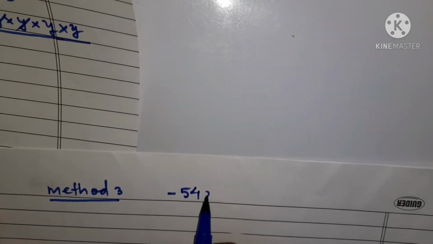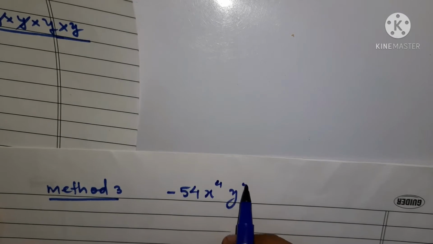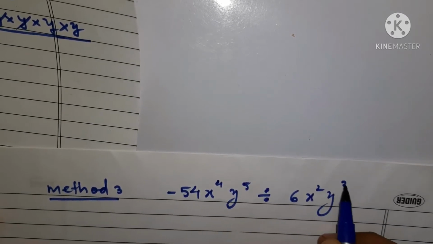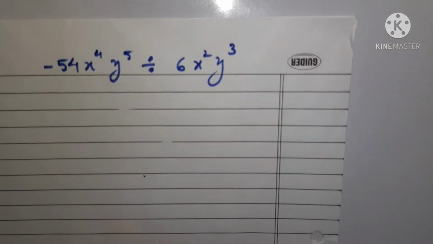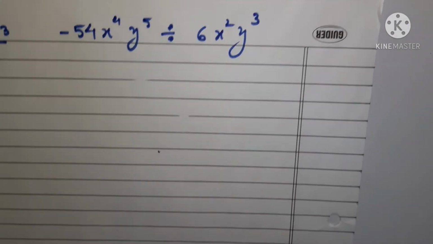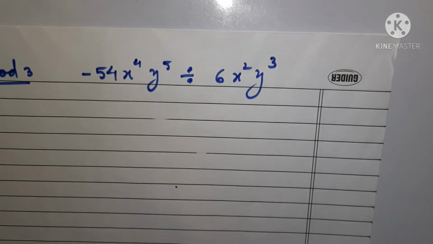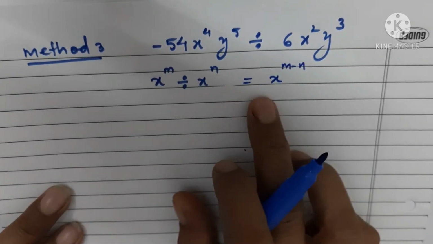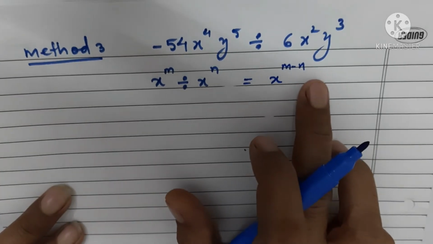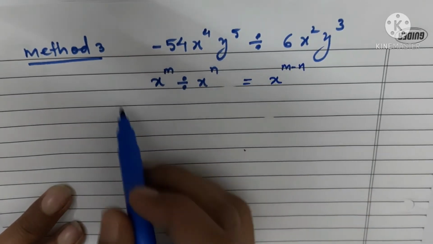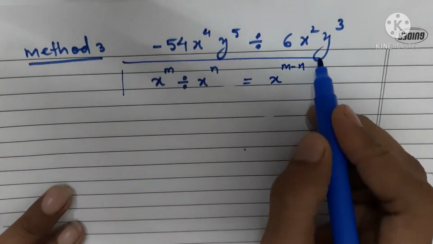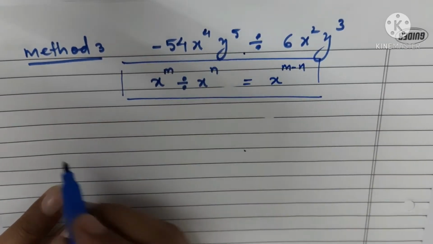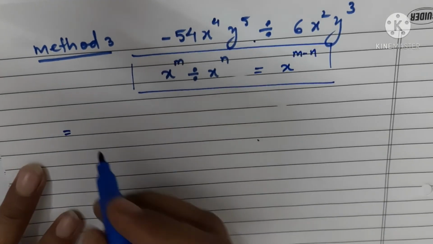minus 54 x to the power 4 y to the power 5 divided by 6 x square y cube. Okay, now we have to do this using the law of exponent. And what does this law of exponent say? That x to the power m divided by x to the power n is equal to x to the power m minus n. So the same law of exponent we are going to apply here in case of this expression. So let us try to understand what we are going to do.